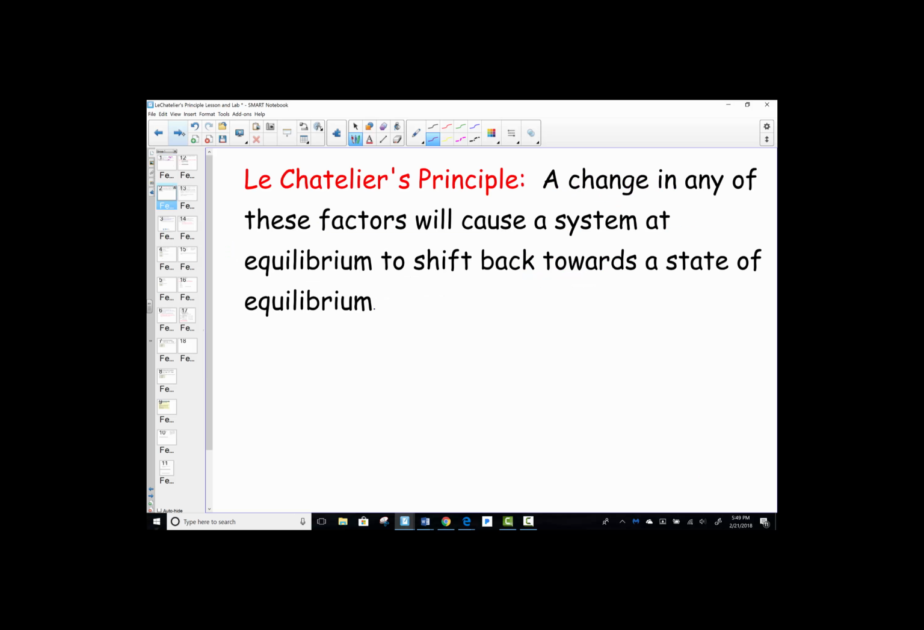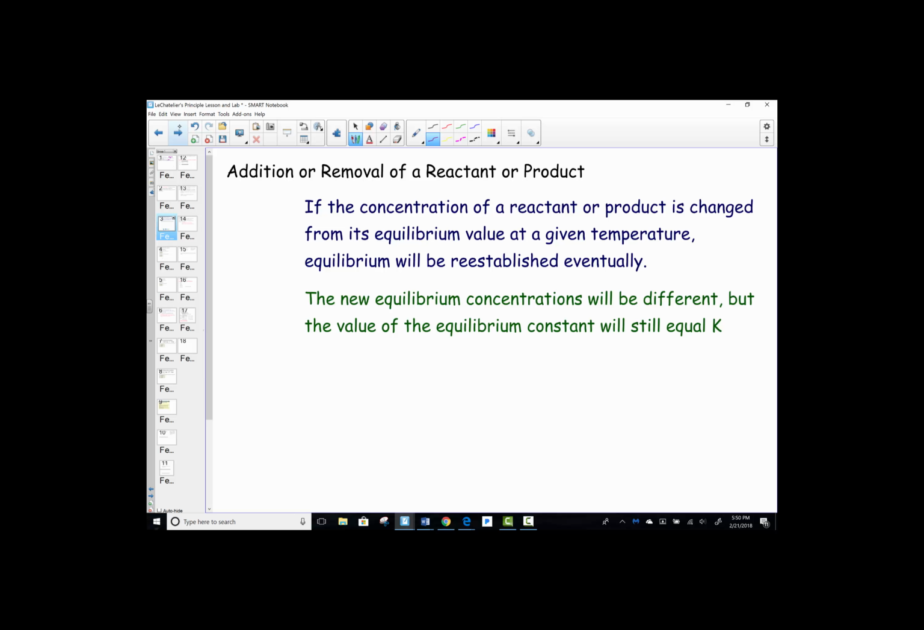Le Chatelier's principle, as you've read through your pre-lab, says a change in any of those factors, being change in concentration, change in temperature, or change in pressure, will cause the system at equilibrium to shift back towards the state of equilibrium. In other words, whatever you do to upset a system, the system counteracts that by doing the opposite. If you add more of a reactant, the system wants to use the excess amount and get back to the established value. Let's take a look at that closer, the addition or removal of a reactant or product.